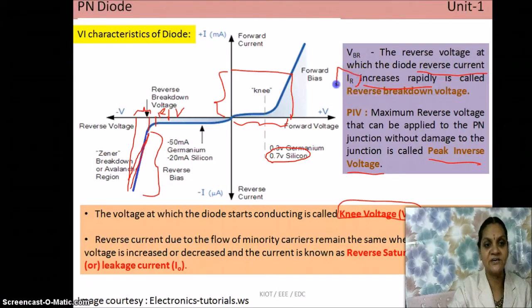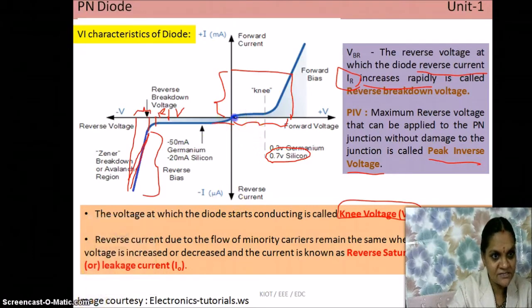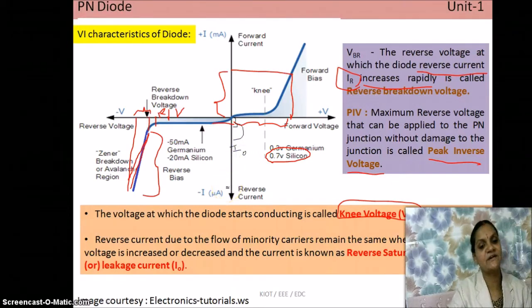Reverse current is IR. Forward current is IF. So the voltage at which the reverse current increases rapidly is called breakdown voltage. Right? And one more definition is leakage current I0, the reverse saturation current that we discussed. This is the magnitude of the reverse saturation current. See here, let me use another color, and this is the reverse saturation current. This range is nothing but I0, leakage current, or otherwise reverse saturation current I0.